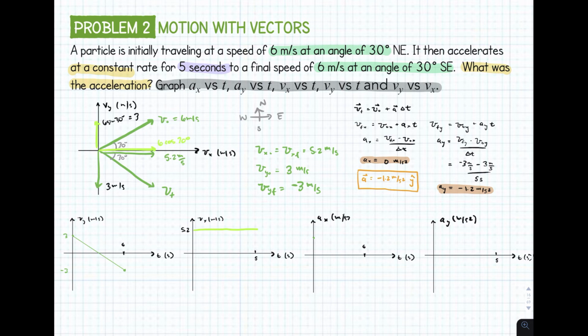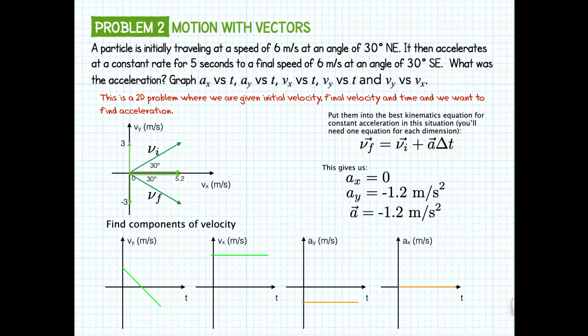We can see the acceleration in the y direction is negative 1.2, and it's constant. And the acceleration in the x direction is 0, which is also constant. Okay, so that's all of our graphs and all of our questions answered. Yeah, those are what the graphs look like.